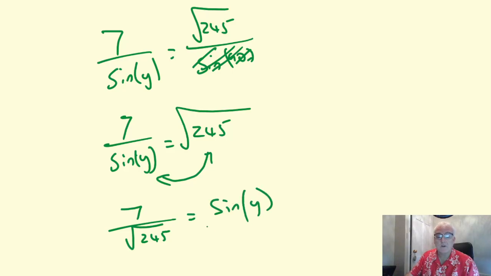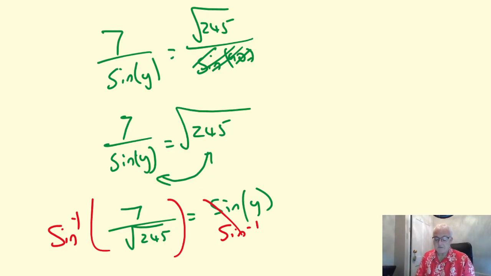And remember, to get y on its own, I'm going to do sine minus 1 to cancel that. So I'm going to type into my calculator sin minus 1. So it gives me something a little bit less to type in. I'm going to shift sin fraction key, and then this time I'm just going to do 7 tab down root 245 and then press equals, and that gives me the same answer.